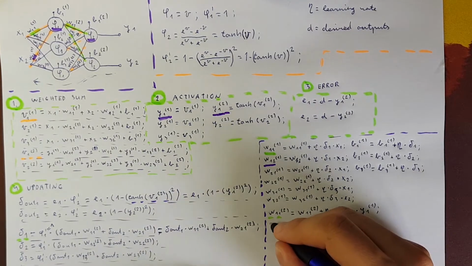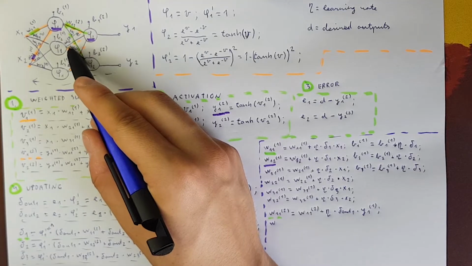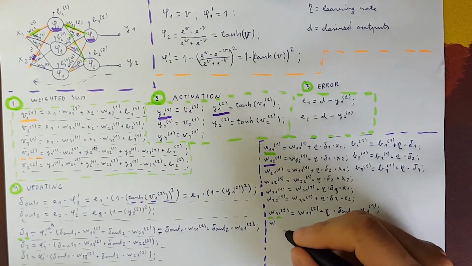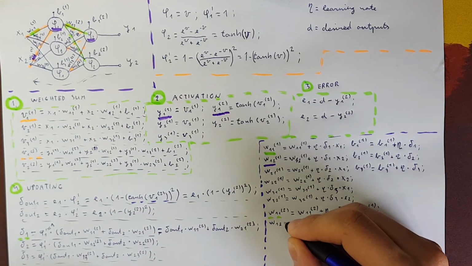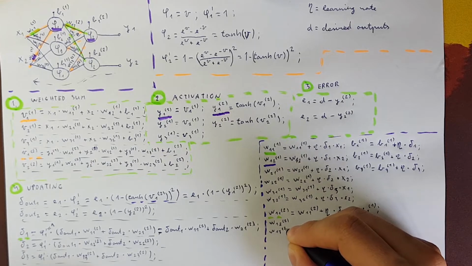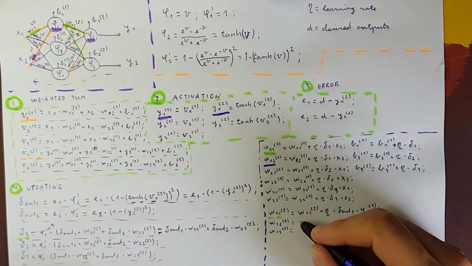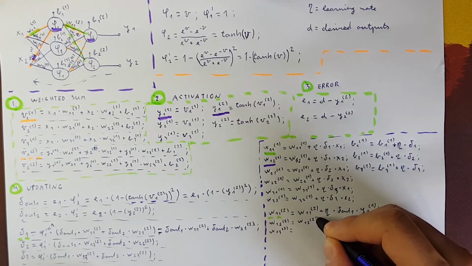Let's now do for the second weight. So the second weight goes from here. W1,2 for the second layer, and W1,3 for the second layer. Those are the weights that come into first neuron of the second layer. Let's just calculate them.